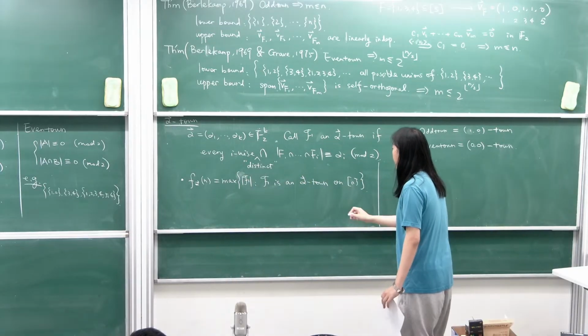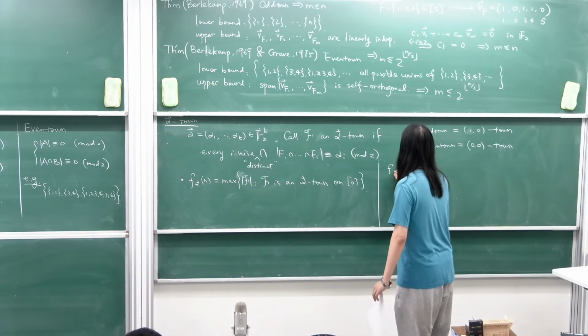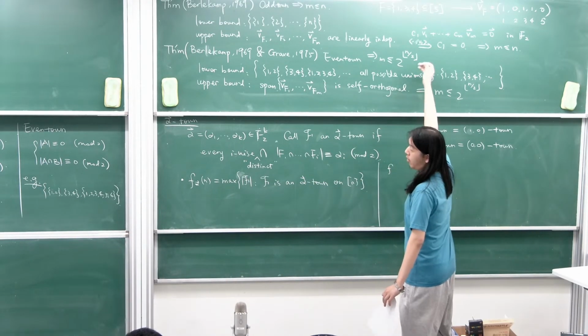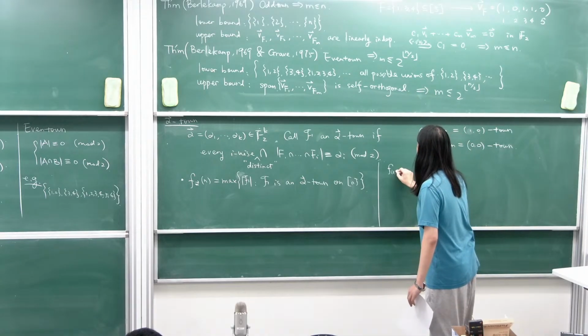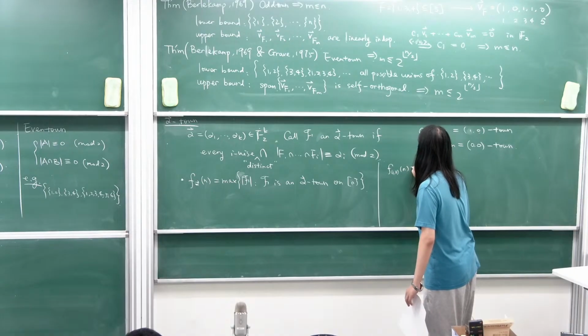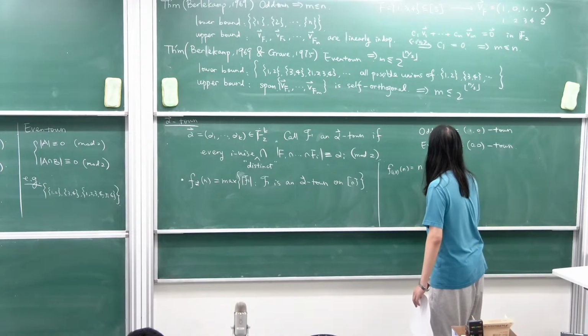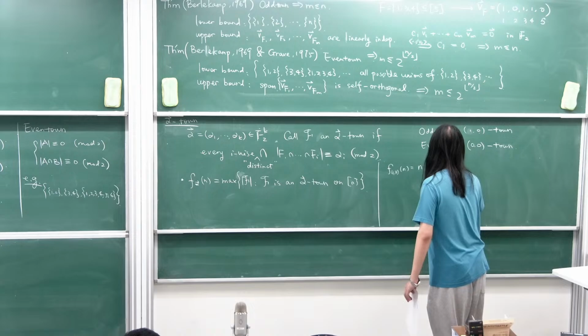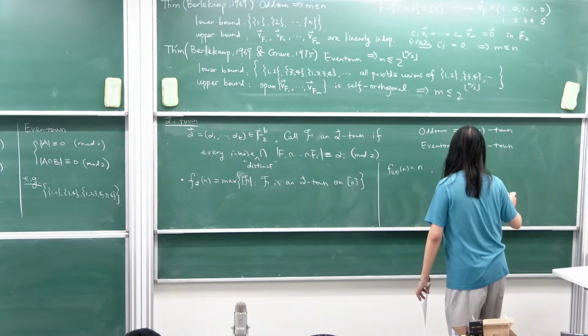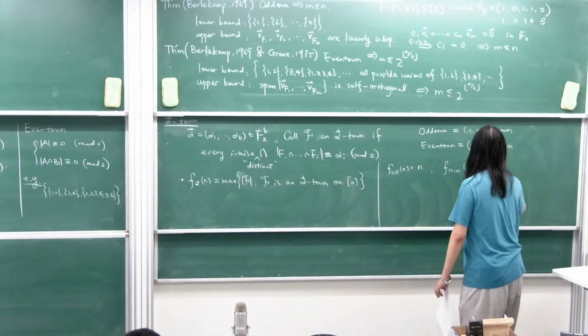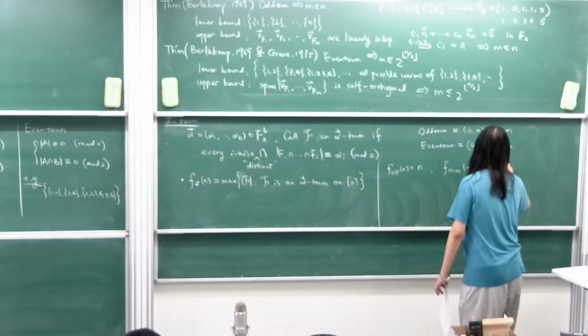And so with this definition in mind, what we have already seen, the results due to Berlekamp and Grolmusz, are that f_10(n) is n, and f_00(n) is 2 to the n over 2.